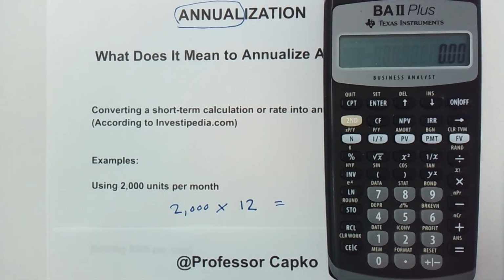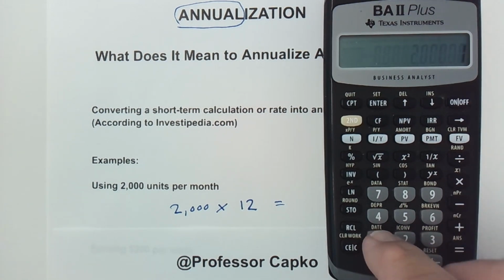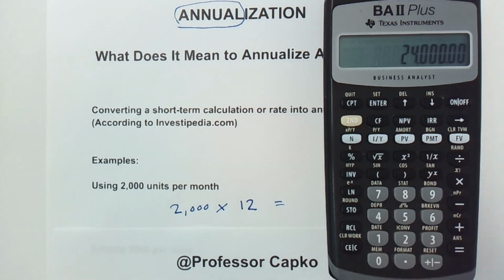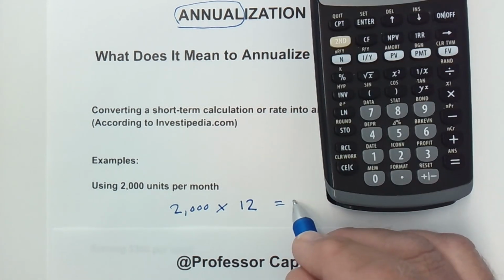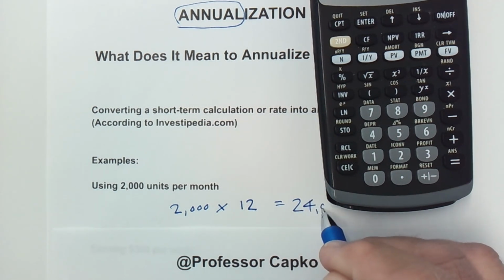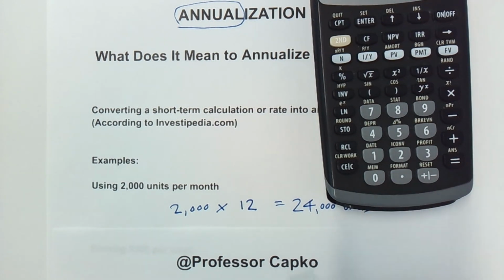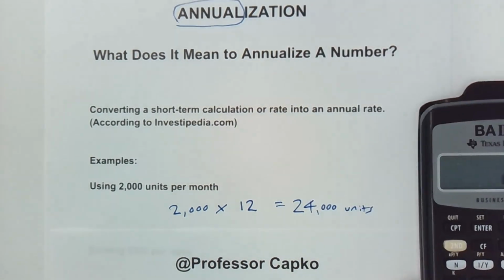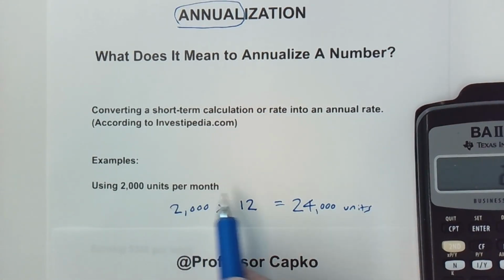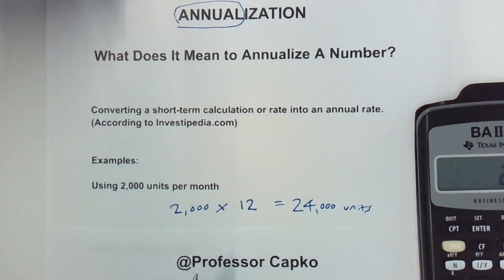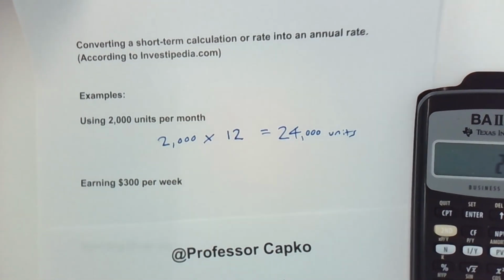We're going to start out with the 2,000 units, and we're going to multiply it by 12. And that means there's going to be 24,000 units per year. We have just annualized that calculation. The 2,000 units per month is the same as 24,000 units per year. So far, so good.